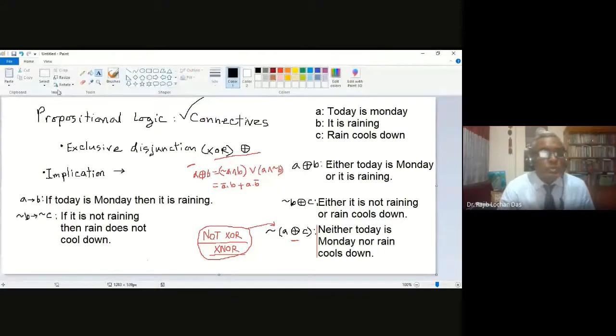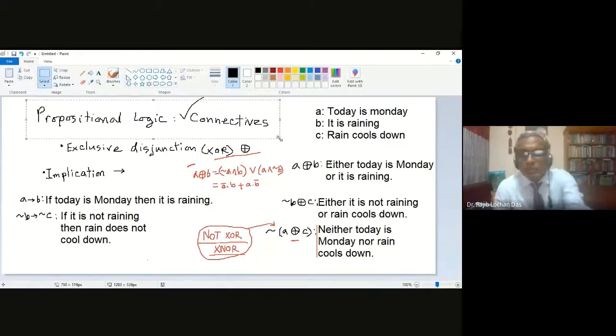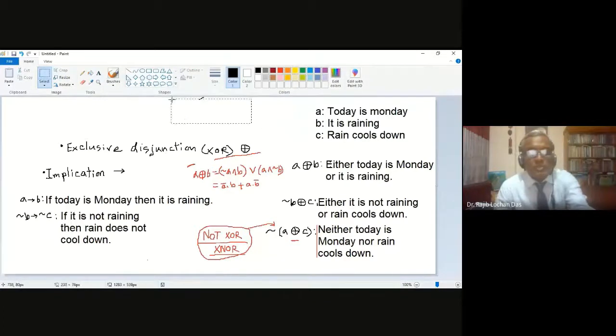Now the question will come, what will be the truth table for this? This is very, very important. So I have no time today. Let me just finish it here, and I will discuss the truth table and other examples for implication in the next class.